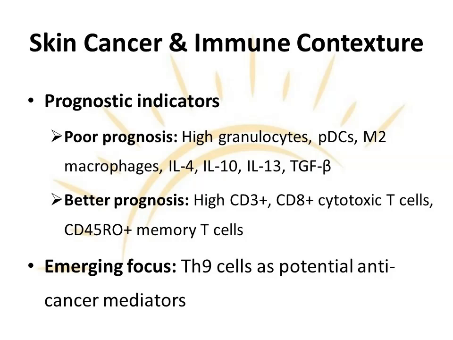Conversely, better clinical outcomes are associated with abundant infiltration of CD3 T cells, CD8 cytotoxic T cells, and CD45RO memory T cells within the tumor. An emerging area of research focuses on Th9 cells, which may enhance anti-tumor immunity and represent a promising target for future cancer immunotherapy.